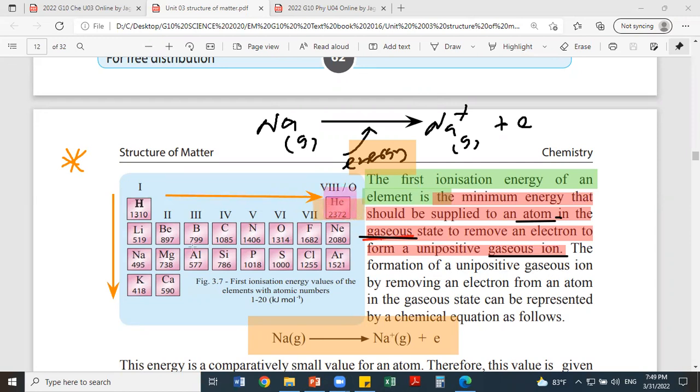Highest is helium, group 8 top; lowest is group 8 bottom. Down the group it decreases, across the period it increases, but with a pattern. Definition you should know. What is the unit for measuring ionization energy? Kilojoules per mole. And the last thing you should know is the graphical representation.